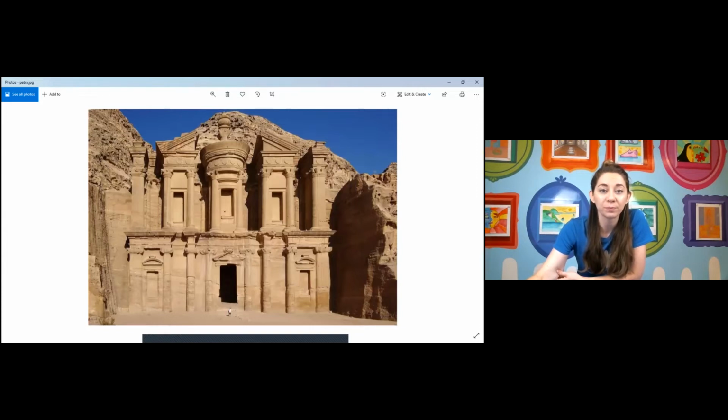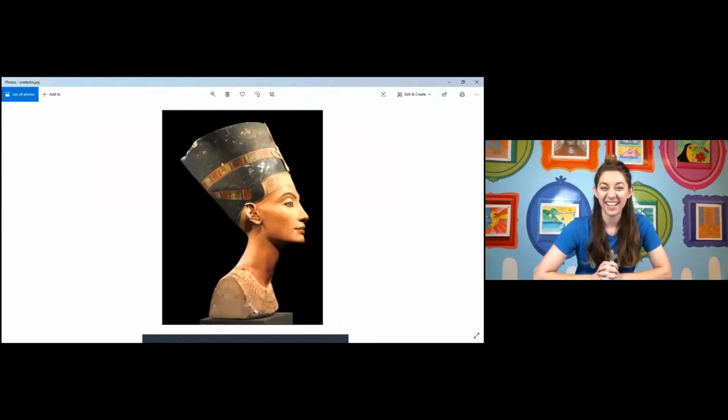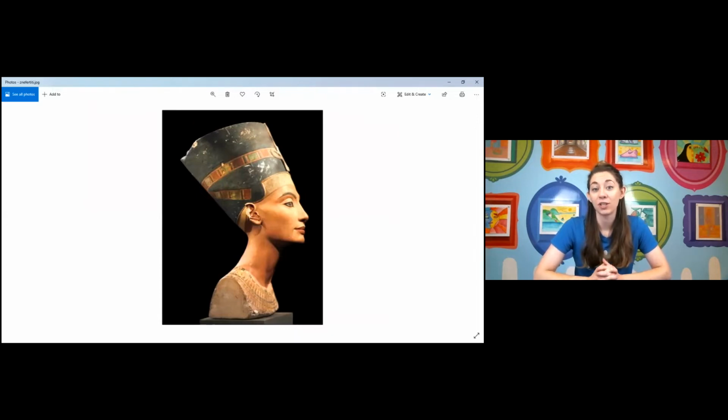It's quite beautiful. And this is a sculpture or a statue of a queen named Nefertiti. Maybe you've heard of Nefertiti before. She actually was married to Akhenaten, the king we just talked about. That was his wife. This is called the bust of Nefertiti. It's a really famous piece of art. So what we're going to do today is create our own portrait of Queen Nefertiti, and we're going to make her look like an Egyptian queen. I'm very excited to get to do that.